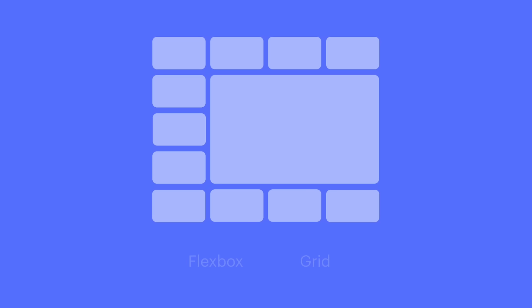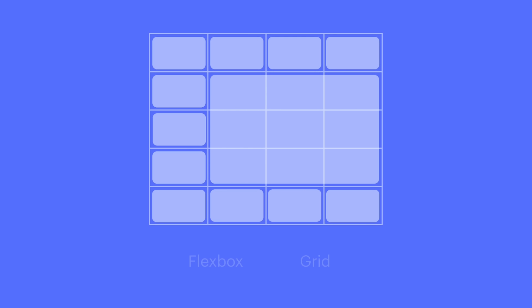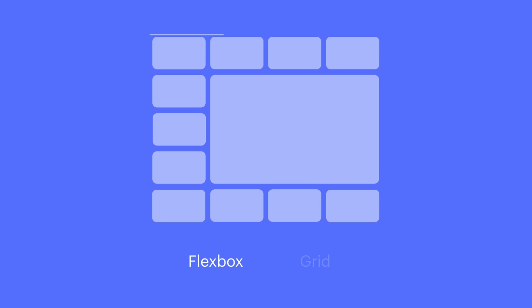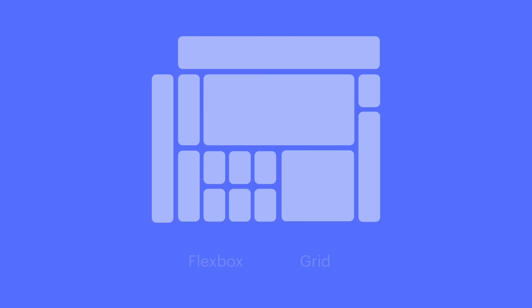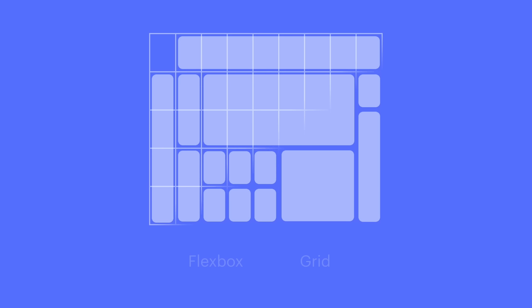Same idea here. Pretty easy to think of this as a grid, so we'll draw out some grid lines. This would be great for grid. Could we recreate it with Flex? Sure, but it might take a lot longer. How about a magazine layout? Pretty easy to draw a grid around this too, so this one is pretty straightforward in grid.